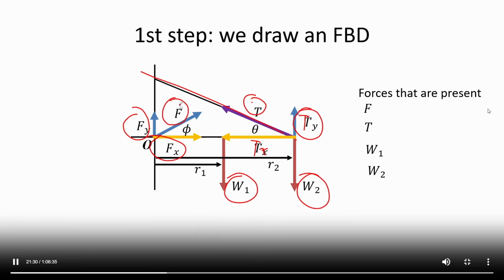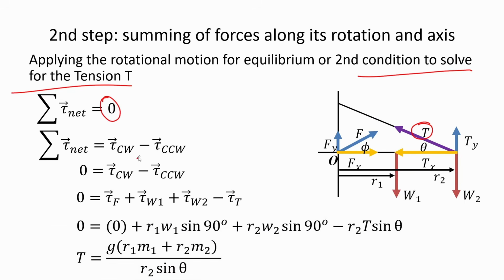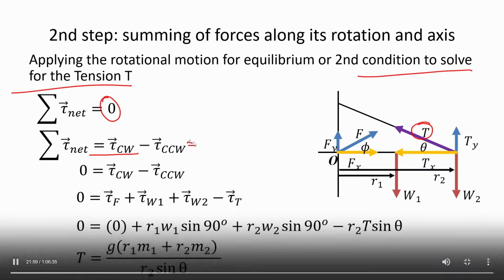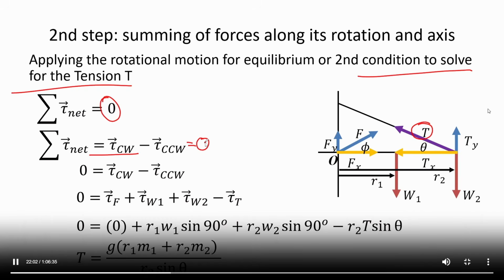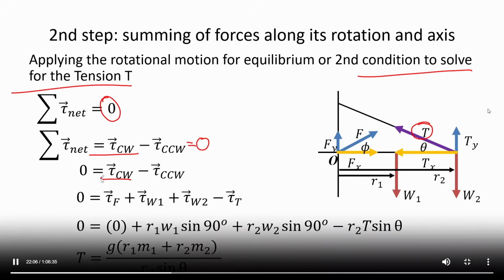Okay, let's go. Next, we apply the rotational motion for equilibrium, or the second condition, to solve for the tension T. So we sum the net torque, which should be equal to 0. The net torque can be divided into 2: the torques that contribute in the clockwise direction minus the torques that will cause the body to rotate counterclockwise. And this one is 0.